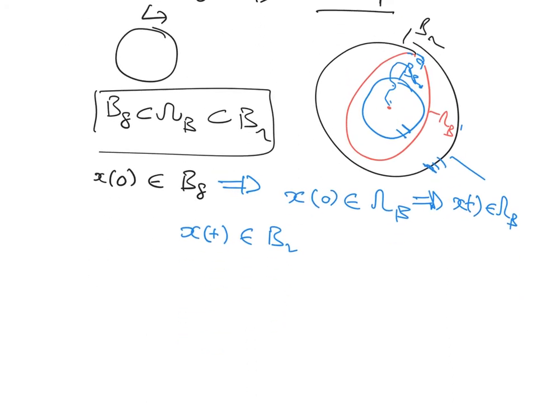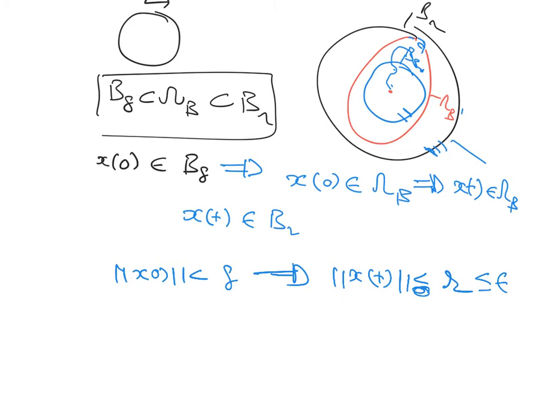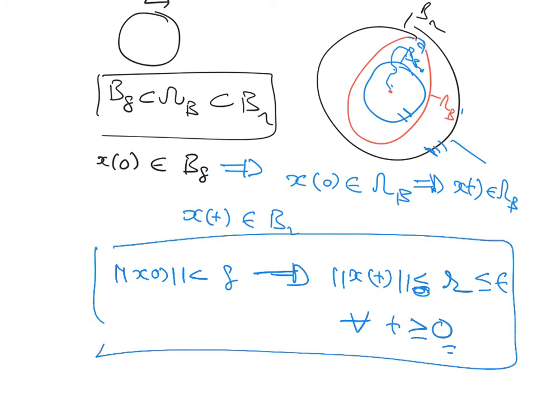So here we can give the statement. We can say x of 0 in b delta implies that norm of x of t is less than r, less than or equal to epsilon, for all t greater than or equal to 0. So what is this? This is exactly the definition of stability. So the system is stable. If V is positive definite and V dot is negative semi-definite, your system is stable, bounded by br at least. Okay, so that's one proof.